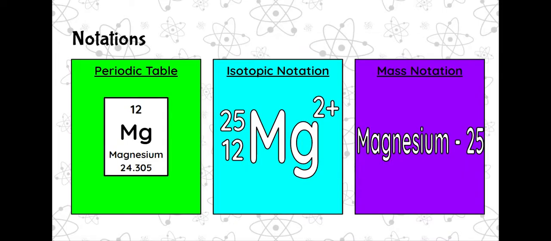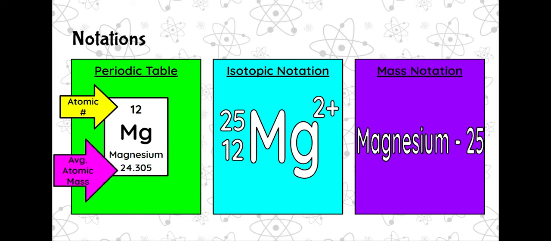All right. There are several ways in which we can show the notation of an element. And so I've got 3 versions. We've got the periodic table version, we've got what we call the isotopic notation or symbol version, and then we have the mass notation. We'll go through each. So in the periodic table, what you'll notice is at the top, you'll have the atomic number, then you'll have the element symbol, the element name, of course, and on the very bottom, you have the average atomic mass. We'll go over that too.